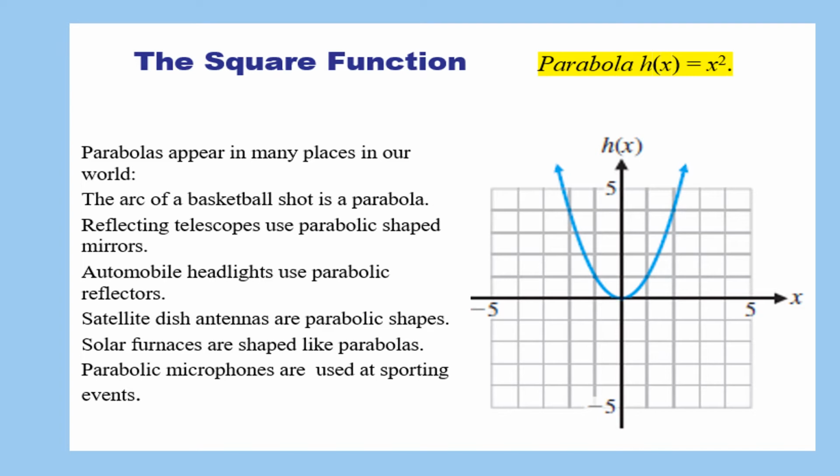These types of functions are helpful in various fields, like reflecting telescopes. They use parabolic shaped mirrors. Automobile headlights use parabolic reflectors. Satellite dish antennas use parabolic shapes. Solar furnaces are shaped like parabolas. And we have parabolic microphones, which are mainly used in sporting events.